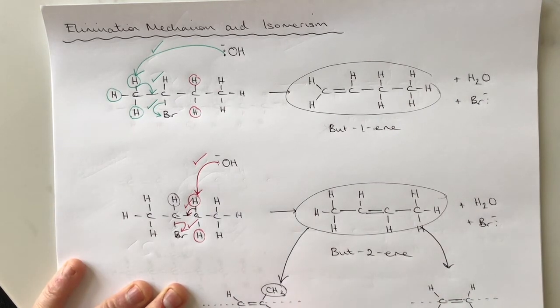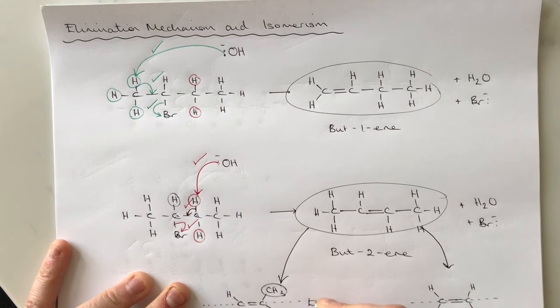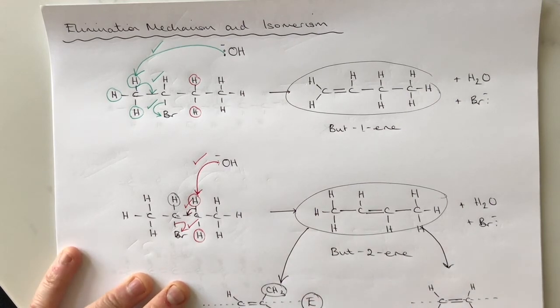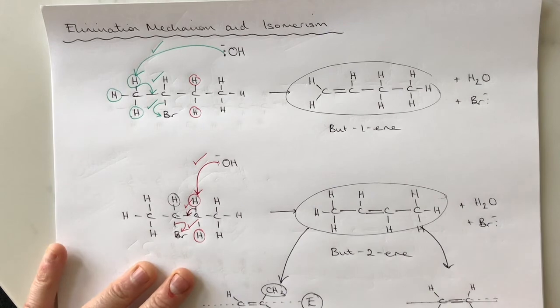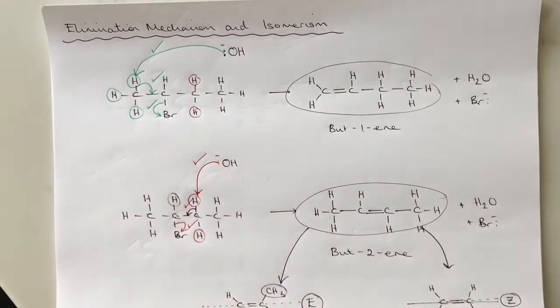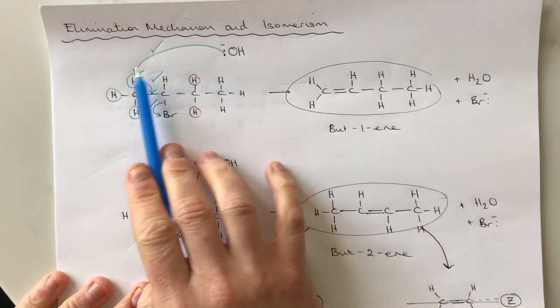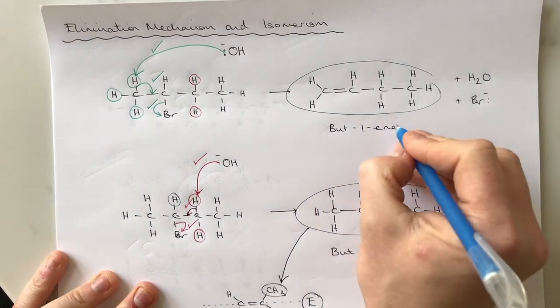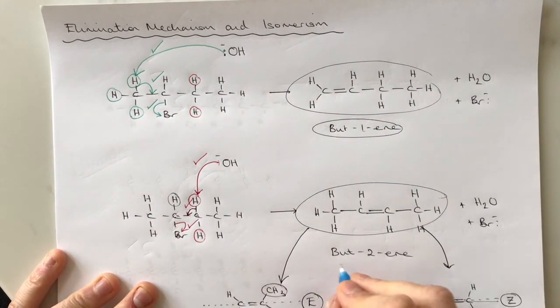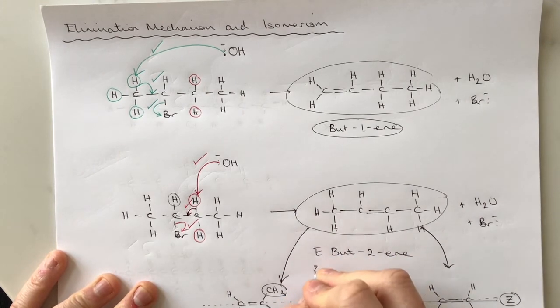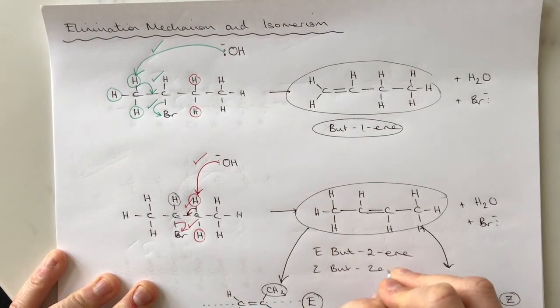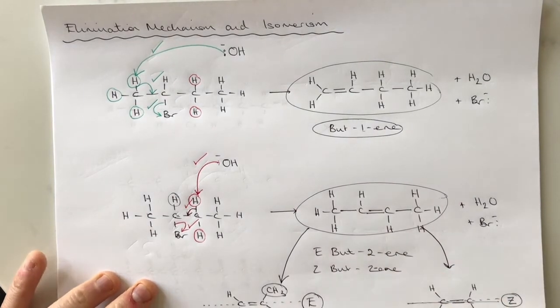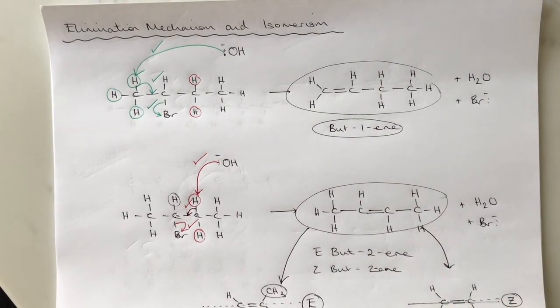So here, because the methyl groups are on opposite sides, we'd call that the E isomer. Here, because the methyl groups are on the same side of the double bond, we'd call it the Z isomer. Okay, so from one combination of reagents, from my hydroxide ion with my 2-bromobutane, I could end up with 3 different products. I could end up with but-1-ene, I could end up with E-but-2-ene, or I could also get Z-but-2-ene as well. Okay, so isomerism often crops up in the questions involving the elimination mechanism.